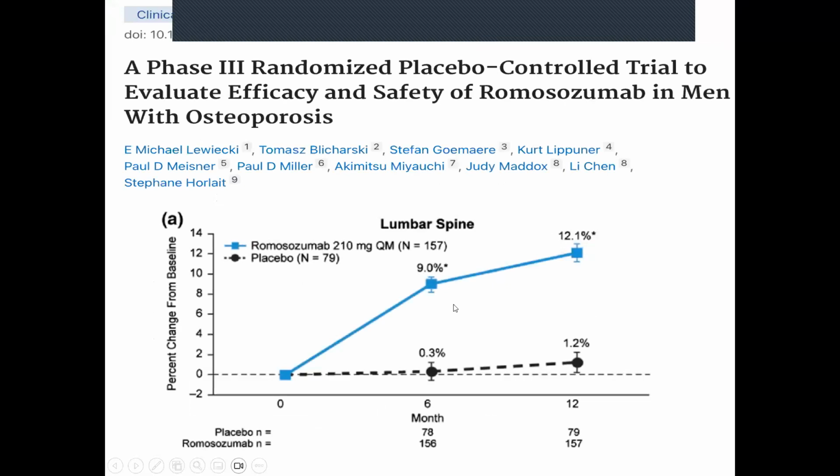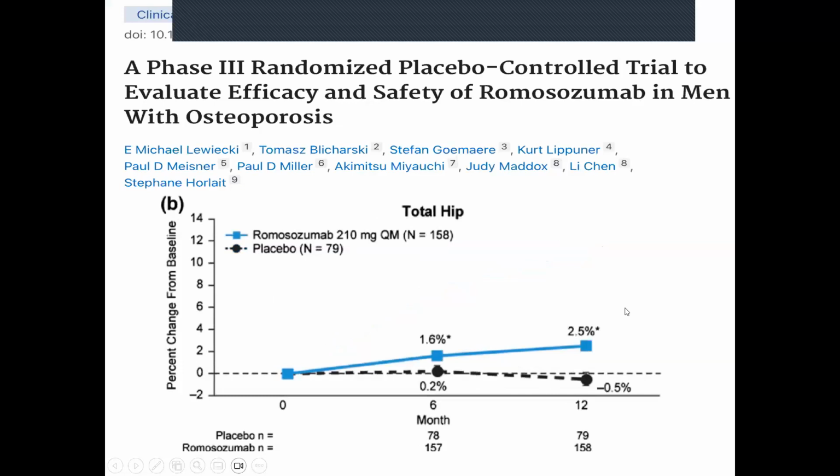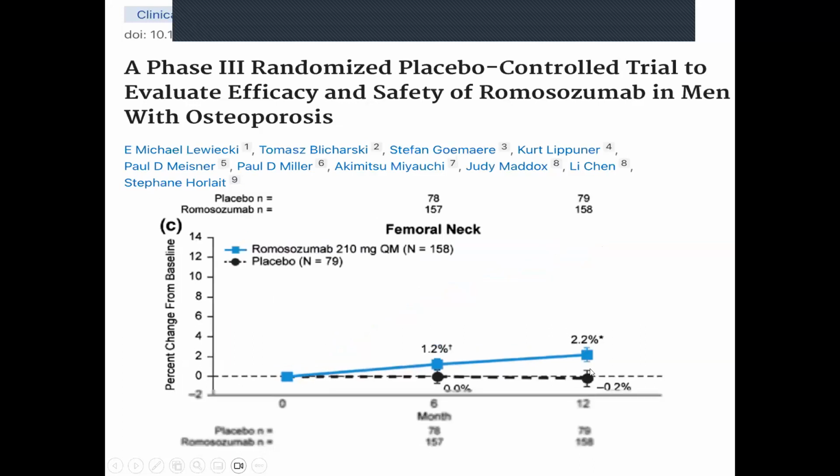So it's also been established to show good data for management of osteoporosis in men. Again, you can see significant BMD gains in the lumbar spine. This study is looking in comparison with placebo, and it's the same with the hip at the end of 12 months and the femoral neck. So significant BMD gains at all sites.